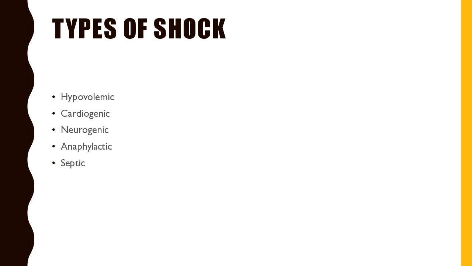So remember, we've said before we have these 5 types of shock: hypovolemic, cardiogenic, neurogenic, anaphylactic, and septic. Hypovolemic can be caused by hemorrhage or dehydration. Cardiogenic shock is the pump problem. Neurogenic shock would be due to spinal cord injury. Anaphylactic shock would be a hypersensitivity reaction. A septic shock would be a systemic bacterial infection. Regardless of which type of shock it is, inadequate tissue perfusion is the problem.